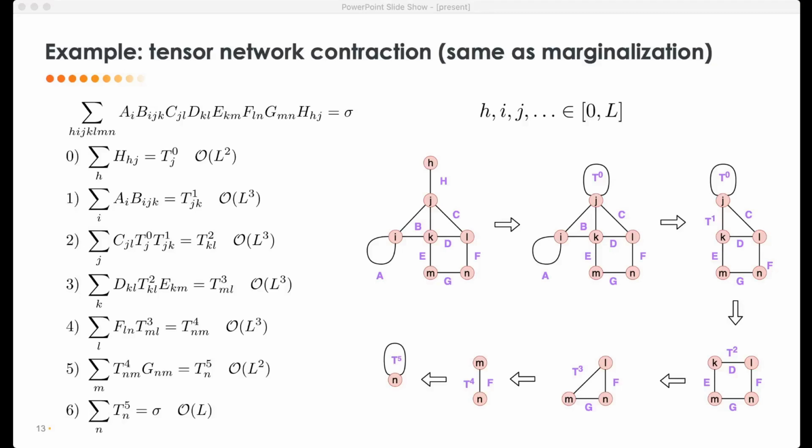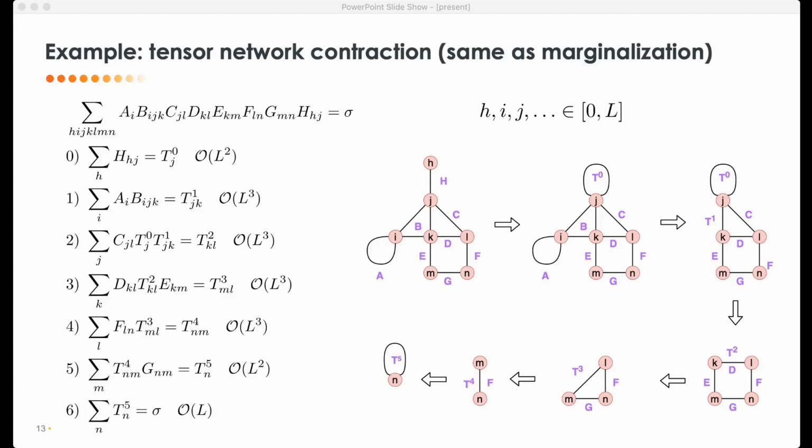Let's work through an example of tensor network contraction. We take the same expression as before, and our goal is to evaluate the sum over all indices in this expression. On the right, we drew graphs corresponding to each step in the contraction sequence. Here loops mean vectors like a_i, edges mean matrices like H_hj, and cliques are tensors like b_ijk.